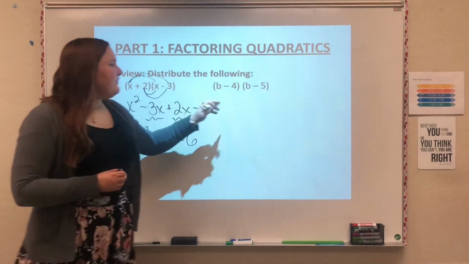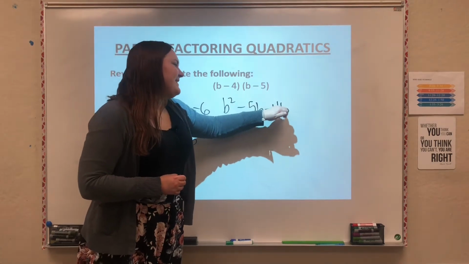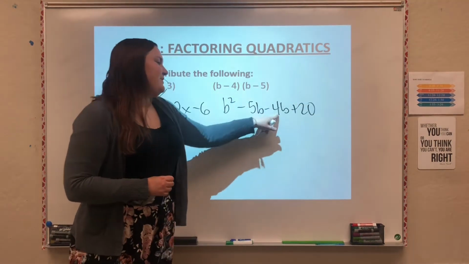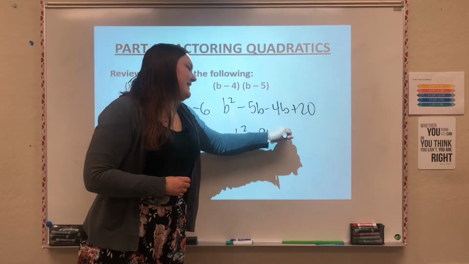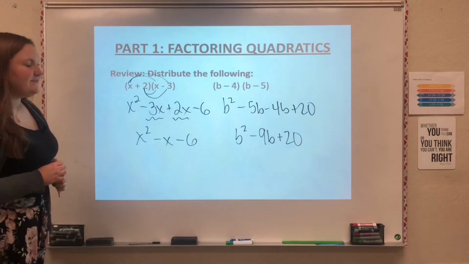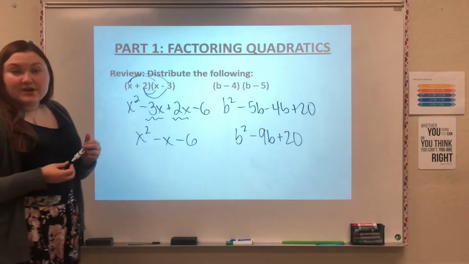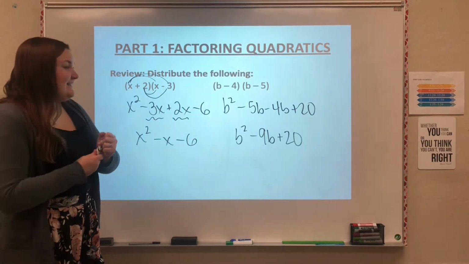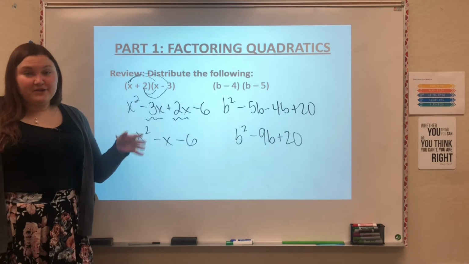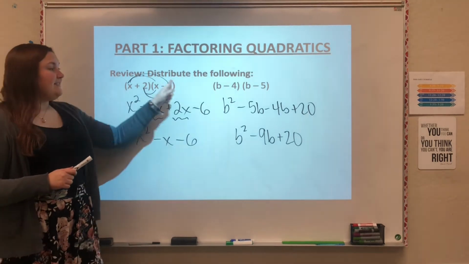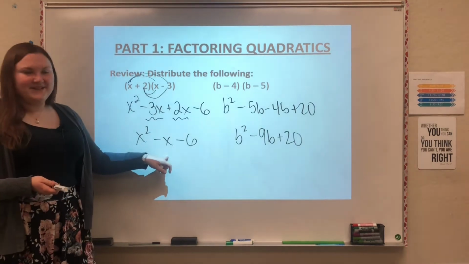Alrighty, that second one, when you multiply, would give you b squared minus 5b minus 4b plus 20, which when you combine those middle terms would give you minus 9b. So b squared minus 9b plus 20. The reason I wanted to start off by reviewing this is similar to yesterday. This is something we learned back in Algebra 1A in our polynomial unit. We learned how to take this multiplication problem and multiply it all out to get this answer here.